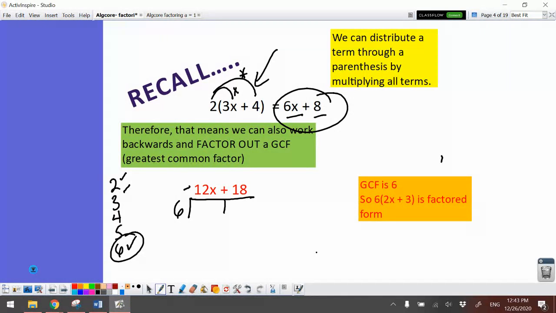So if I divide by 6, 12 divided by 6 is 2. 18 divided by 6 is a positive 3. So the GCF in factored form is a 6 and a 2x plus 3. So I factored out that 6. Okay, so that's where we're heading, is to undistributing.